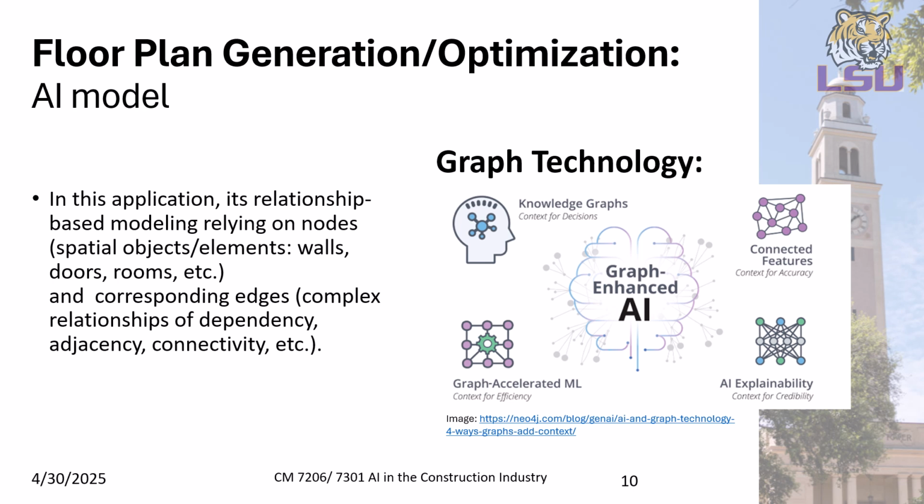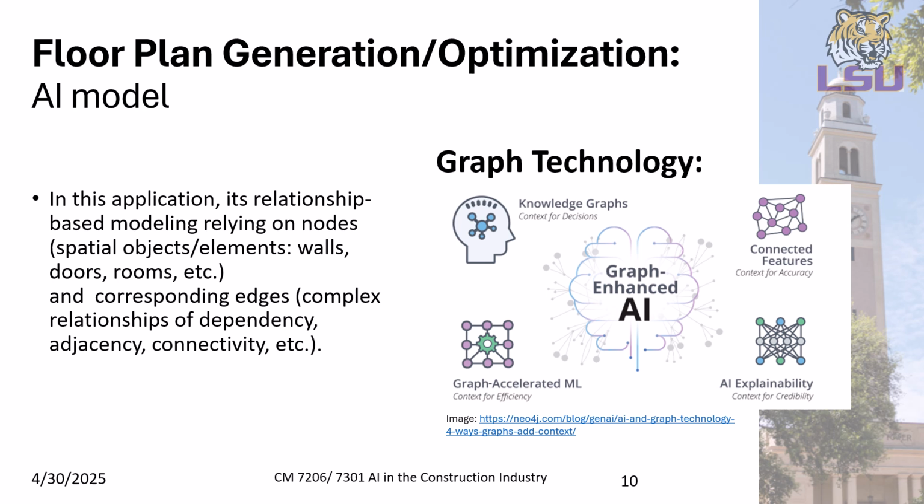Graph technology, often combined with AI. In this application, it is relationship-based modeling relying on nodes, spatial objects, elements, walls, doors, rooms, etc., and its corresponding edges, complex relationships of dependency, adjacency, connectivity, etc., especially combined with AI, particularly GNNs, graph neural networks. It can reason and learn about spatial analysis to help automate detection and potential resolutions. Graph technology also helps with BIM validation in terms of clash detection, design consistency, and design completion checking.